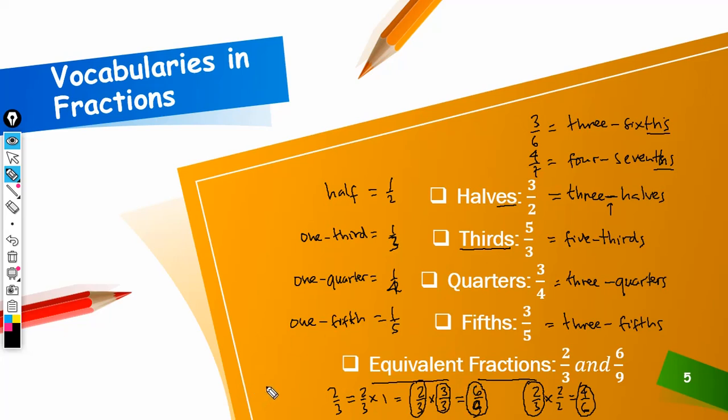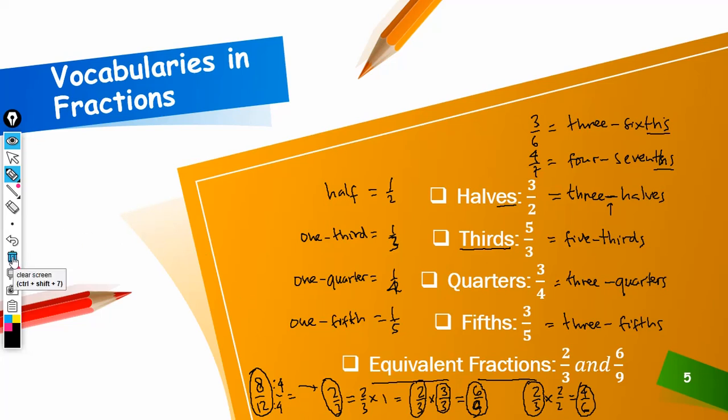What about 8/12, eight twelfths? Is this equivalent to 2/3? You can divide the numerator with 4 and divide the denominator with 4 as well, and then you will get 8 divided by 4 is 2, 12 divided by 4 is 3, so they are equivalent as well. So ini adalah pecahan yang equivalent, yang senilai.